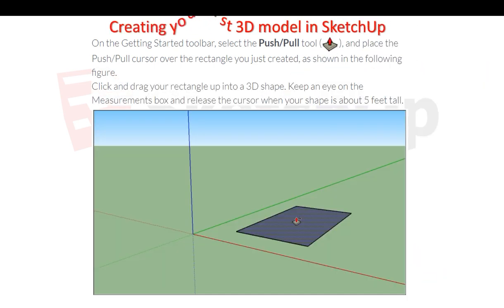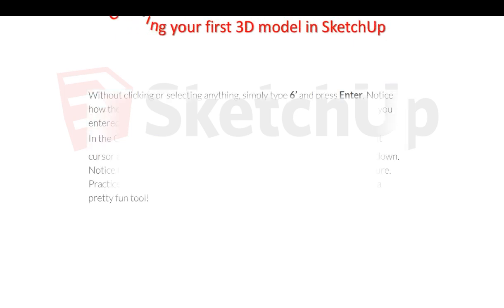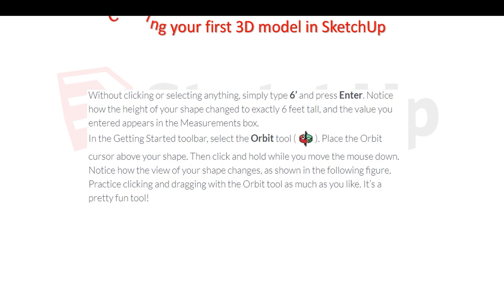Now, the next tool that you're going to use is the Push and Pull tool. So on the Getting Started toolbar, select the Push and Pull tool and place the Push and Pull cursor over the rectangle you just created, as shown in the following figure. Click and drag your rectangle up into a 3D shape. Keep an eye on the measurements box and release the cursor when your shape is about 5 feet tall.